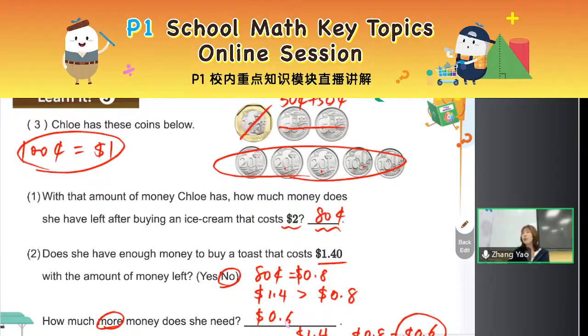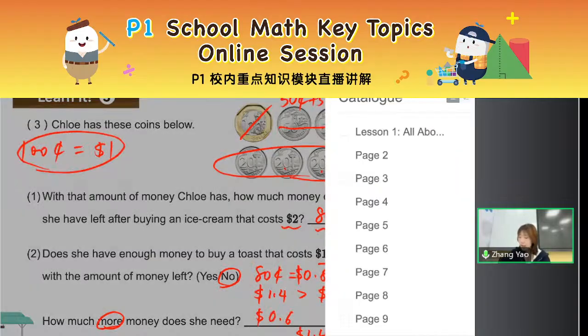And for today, what we learned so far, first, we've learned how to recognize the notes and the coins, right? We got $1, 50 cents, 20 cents, 10 cents, and 5 cents for the coins. And for notes, we got $2, $5, $10, $50 and $100 notes. Okay, so every time we do calculation, please write down the exact number first and then do the calculation.